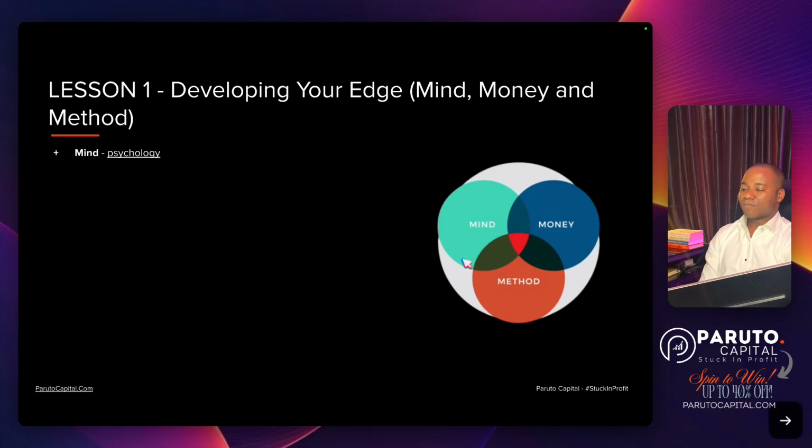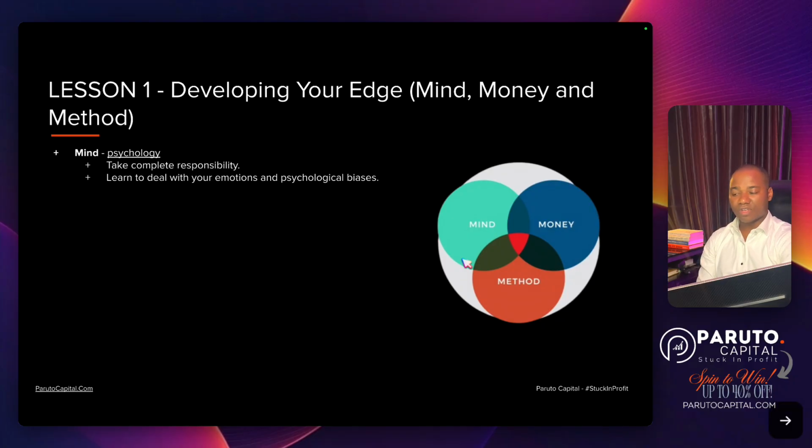Okay. Now, mind, that's your psychology. And that's essentially this course. Your psychology is the critical, I'll say, the centerpiece of your long-term success as a trader. If you're able to master your psychology, then money simply follows after. Okay. Now you take complete responsibility of your mind. Whatever you do, you learn to deal with your emotions and psychological biases. Okay. These are things that you've learned.